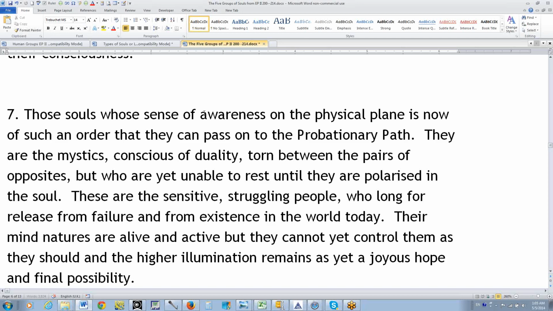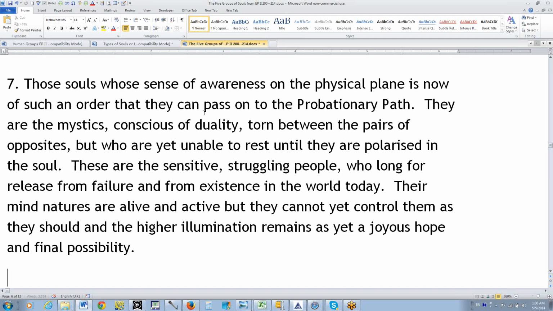Their mind natures are alive and active, but they cannot yet control them as they should, and the higher illumination remains as yet a joyous hope and final possibility, though certain types of illumination are possible on an irregular basis.